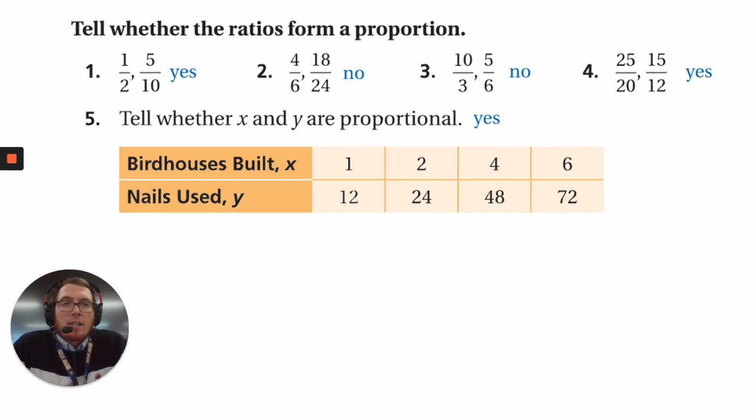The ones that are yes, if you cross multiply, they would be equal to one another, or when you simplify, they're the same ratio. The ones that are no, when you cross multiply, they did not equal each other, or when you simplify, they didn't equal. The number of birdhouses and nails used is proportional because all of these simplify down to a 1 to 12 ratio, or if you cross multiply, they always are the same. So just make sure that you're working on the cross product idea as we go through this lesson.